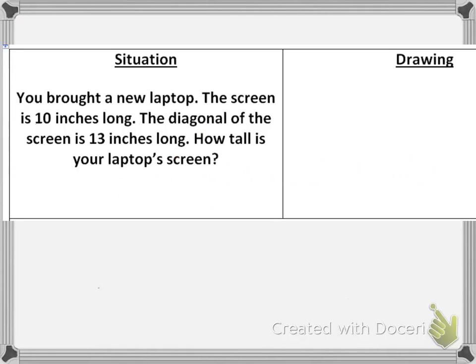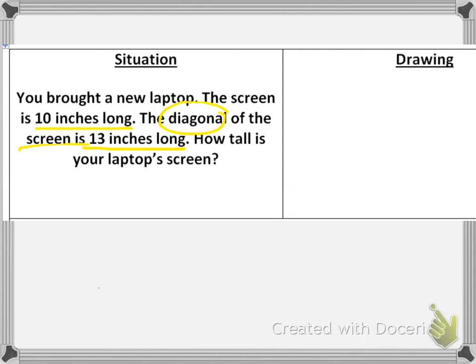So let's take a look at this word problem. You bought a new laptop. The screen is 10 inches long, and the diagonal of the screen is 13 inches long. How tall is your laptop screen? So, of course, I want to underline important information. That's what I'm going to do right now. I believe the 10 inches is important. Diagonal is very important. And then we have this 13 inches. That is the measure of the screen.